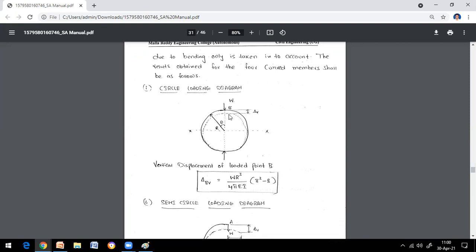Okay. So this is a circular one. See, there is a beam which is completely circular, completely circle in shape. It is also curved in nature, but it is completely a circle. For this beam, when you try to apply load, what happens? Let me show you here clearly.